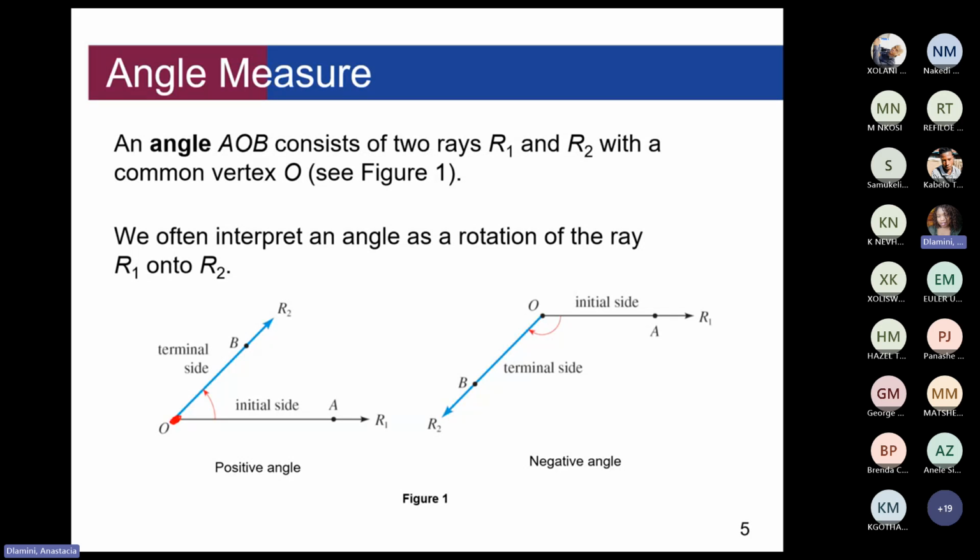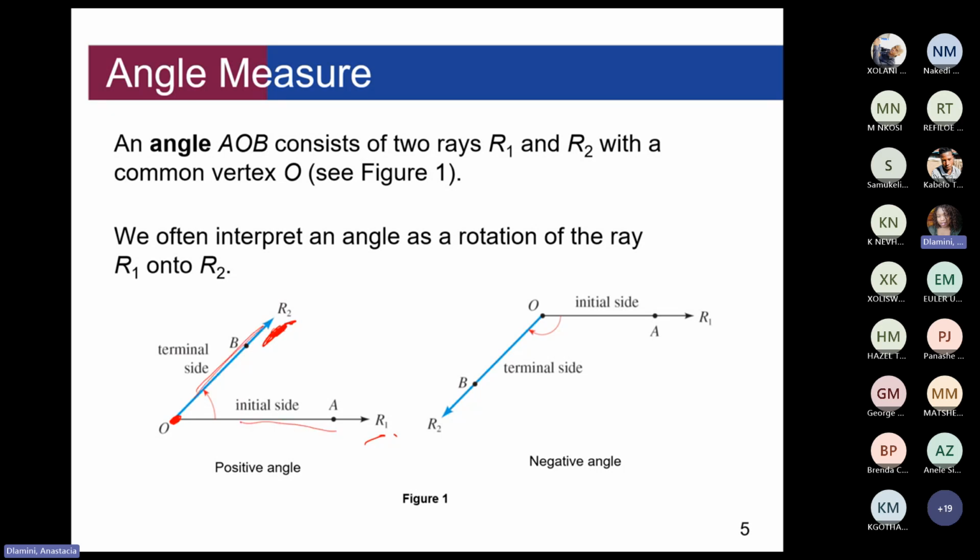Your elbow is like a vertex. You see your elbow, your hand. If you move your hand in and out, that elbow is the vertex. One part of the arm is R1, and the other part, the moving one with the fingers, is R2. That side we call the terminal side, and this side we call the initial side.